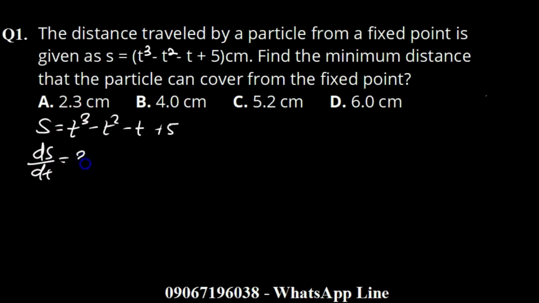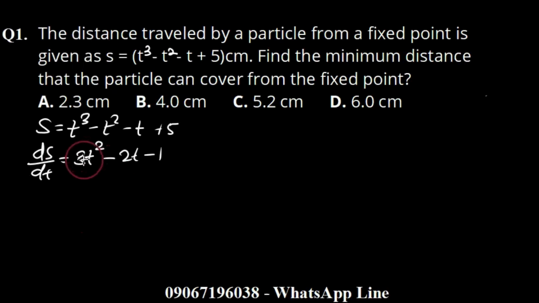We're going to differentiate s with respect to t, and when we do that, this is going to become 3 times t to the power 3 minus 1, which is 2. The minus t squared becomes 2 times t to the power 2 minus 1, which is 1. Then here we're going to have minus 1. The constant becomes plus 0. So this is the direct differentiation of this equation.